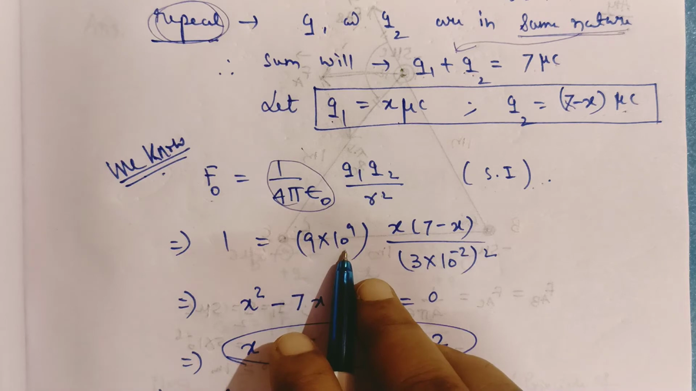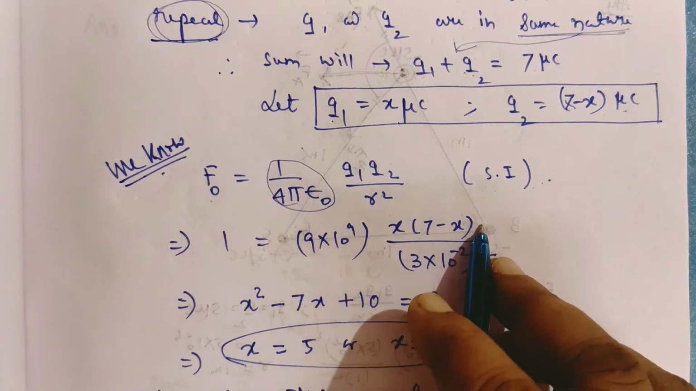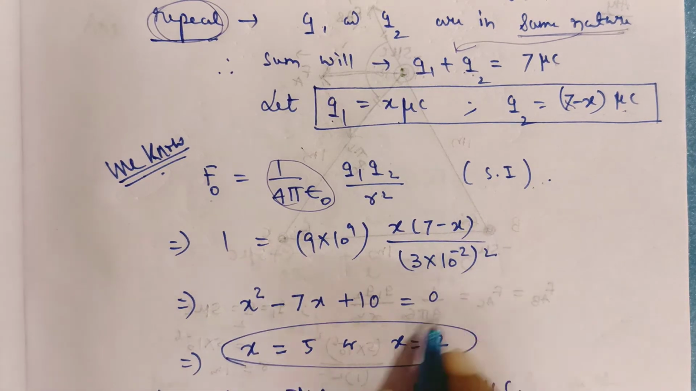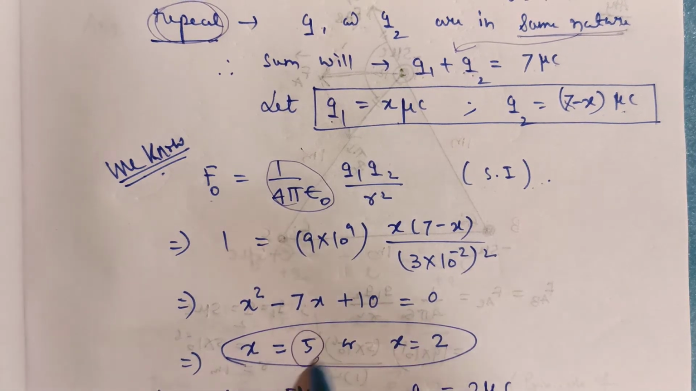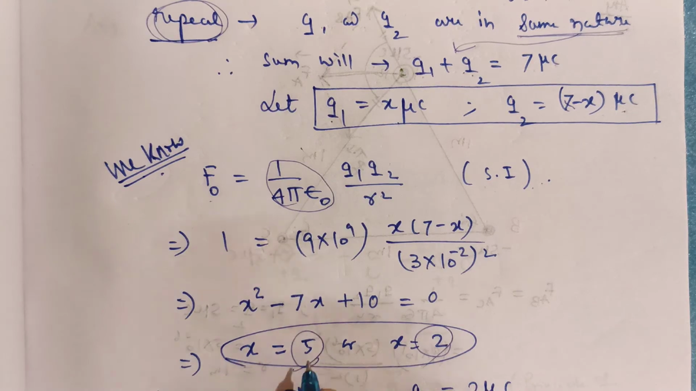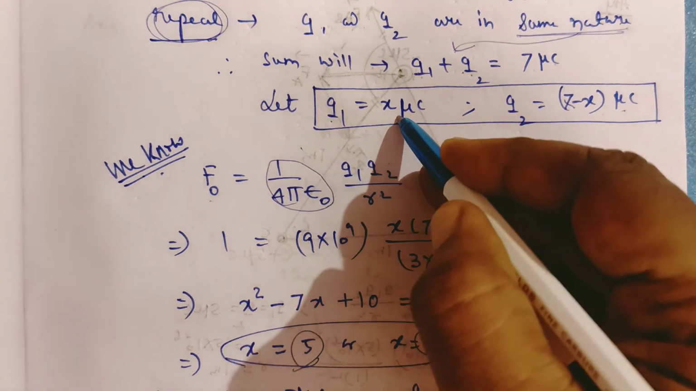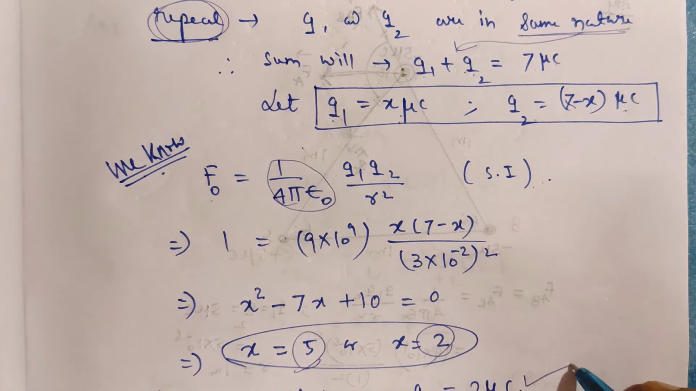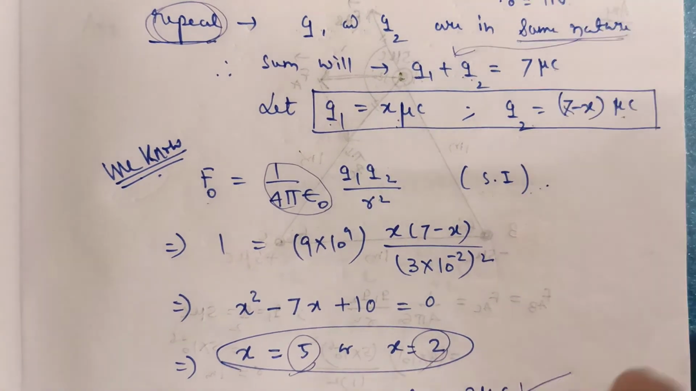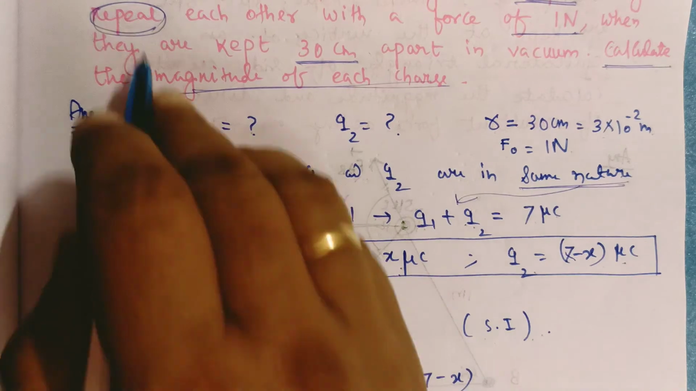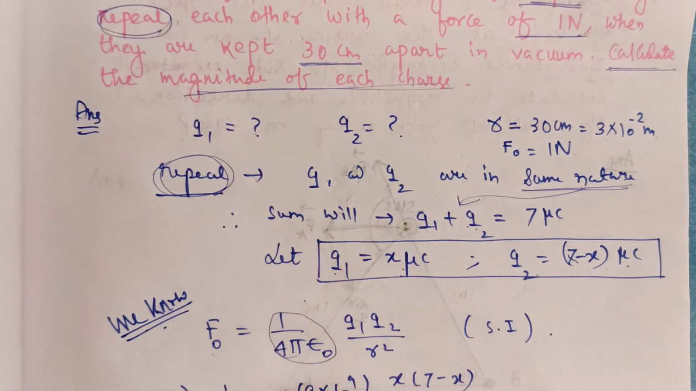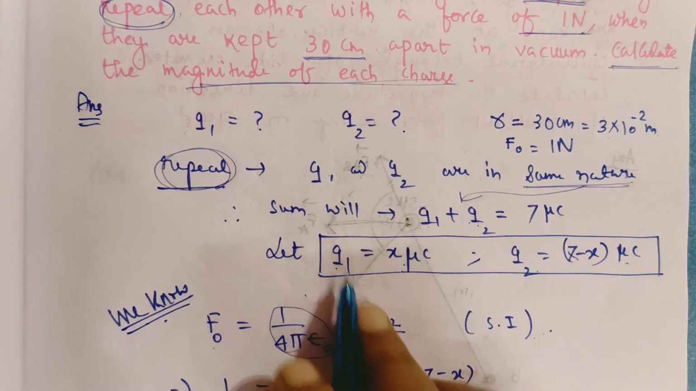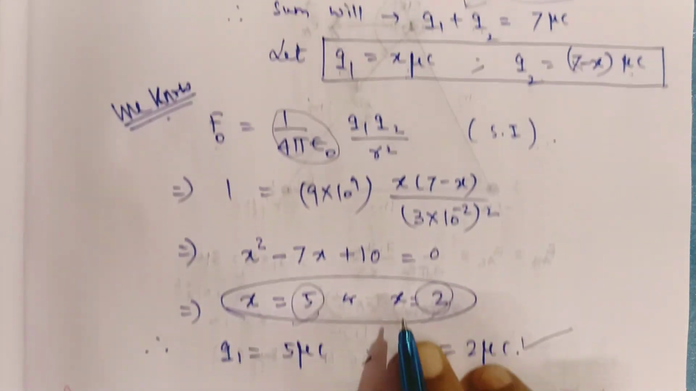9 into 10 to the 9, x into 7 minus x divided by distance square. This is a quadratic equation, you solve, and x is equal to 5 and x is equal to 2. Then you put the result, if q1 is equal to 5 microcoulomb, then q2 will be 2 microcoulomb. If the same question asks attract each other, you will proceed in this way, only you change it to q1 minus q2 is equal to 7 microcoulomb. Then you will proceed in the same way.